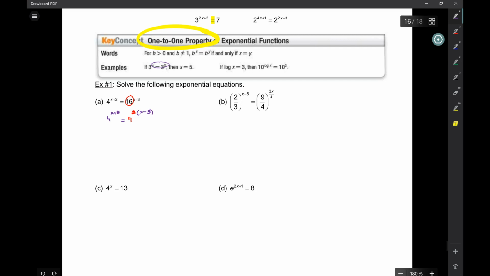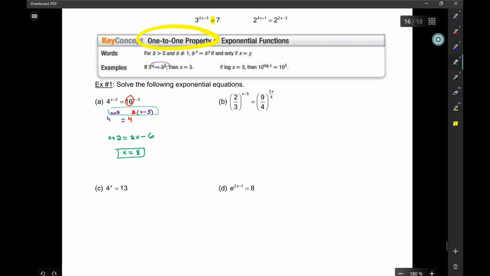Now that my bases are the same, all I have to do is set my exponents equal to each other. And it becomes a lovely algebraic equation. And I get that x is equal to 8. Okay? Why can't we do it to the other side? Why can't we say that?